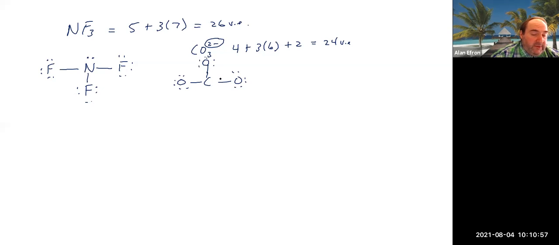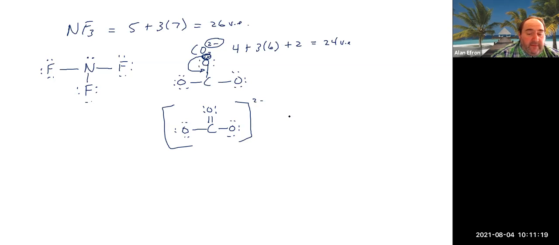Again, our carbon is short: 2, 4, 6. So we take a pair of electrons, for example, and we bring them in, and that gives us a double bond here. Remember, you could have double bonded to the right. You could have double bonded there to the left.